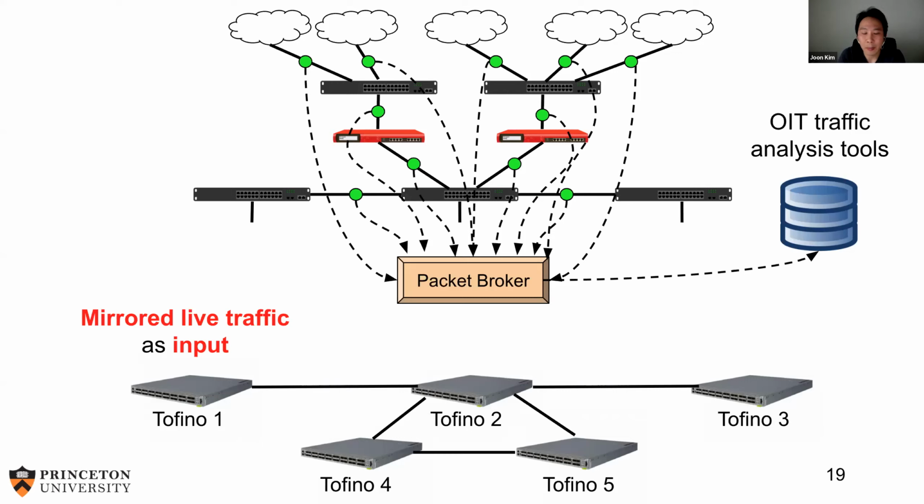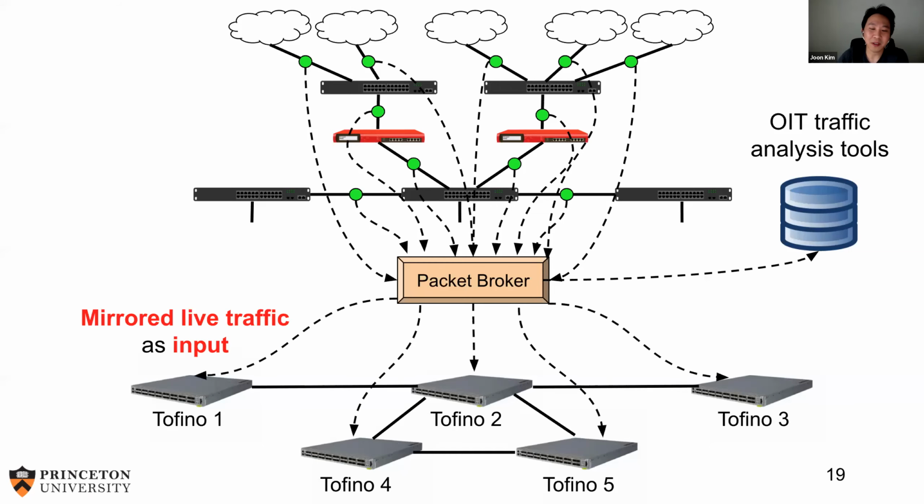So what we did is we asked for a small slice of that packet broker system and asked, can we also get that mirrored traffic and feed it to our testbed on our campus? We said we can load some P4 monitoring apps on the Tofino and feed the mirrored live traffic as input, so that we can actually run our programs against live production traffic. And we were actually able to convince the IT department to do this for us.